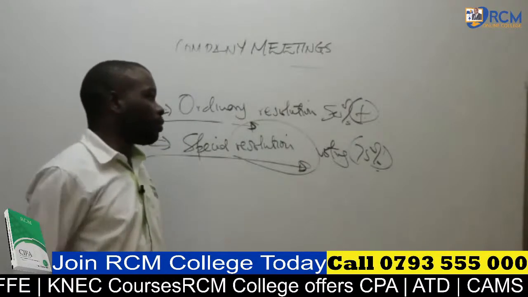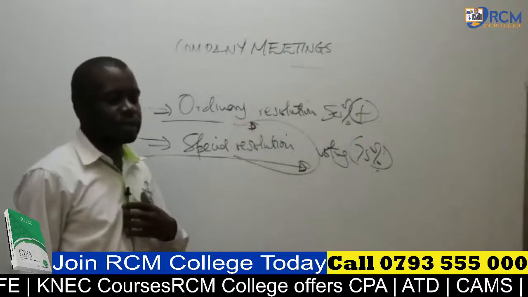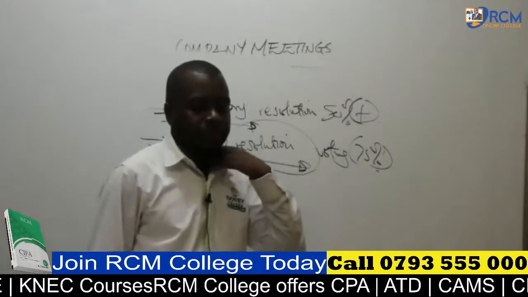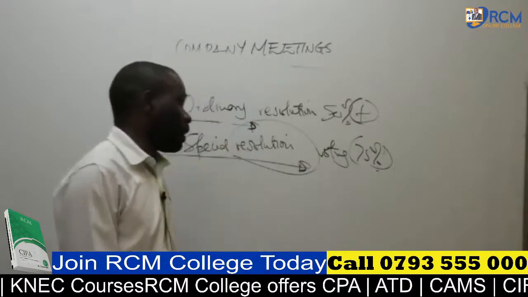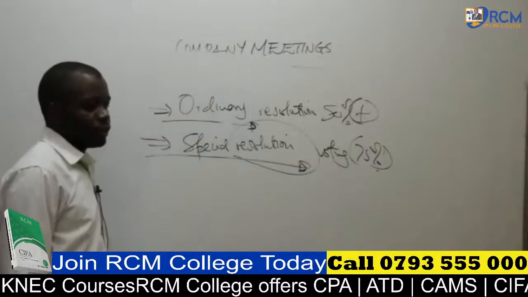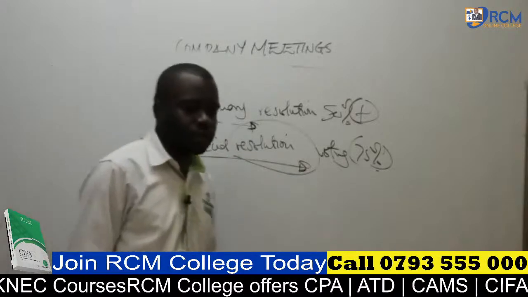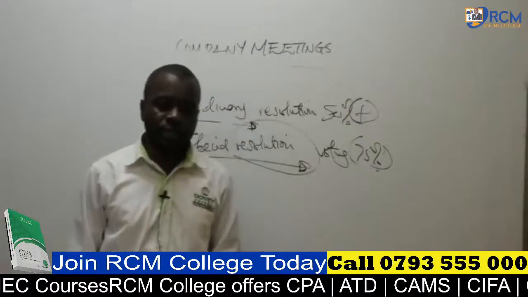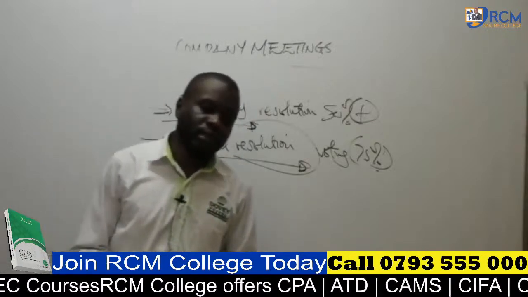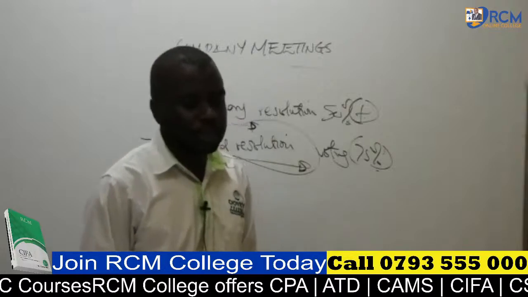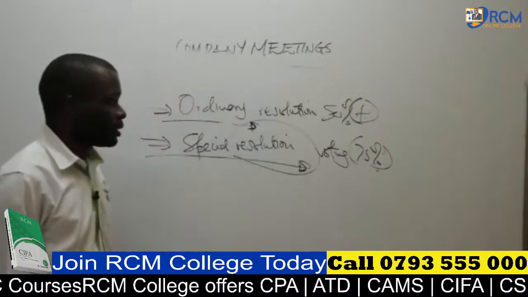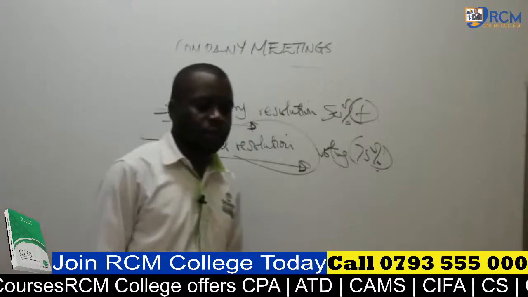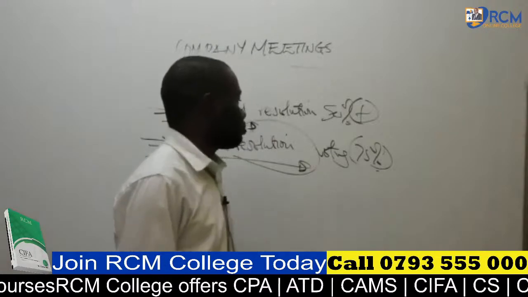Some of the matters that require an ordinary resolution are mostly the ones we've talked about under the AGM. For example, approval of the annual books of accounts just requires a simple majority, nothing so special about it. Appointment and reappointment of directors just requires a simple majority. Appointment of auditors just requires a simple majority. Approval of the annual dividends just requires a simple majority. It doesn't require a special resolution.